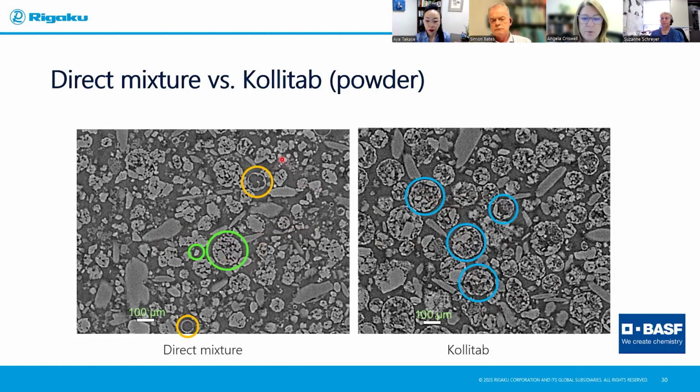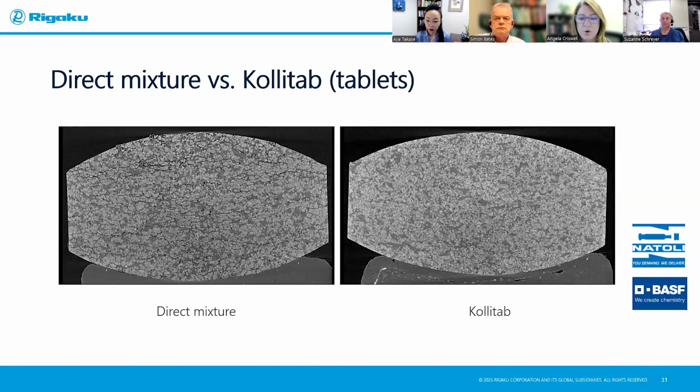And just by eye, it appears to me that the porosity, or the void space amount, is different between the two. And in fact, if we calculate that from the data after doing segmentation, we see that that is correct. The porosity for the direct mixture is 49.4%, and for the Colatab mixture is 46.2%. After delivering this powder to Natoli, they produced some tablets with each of these.